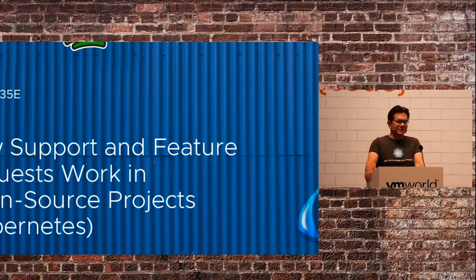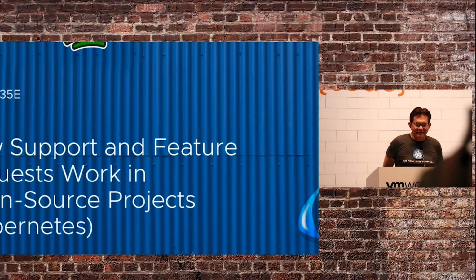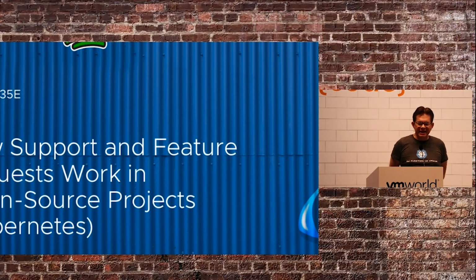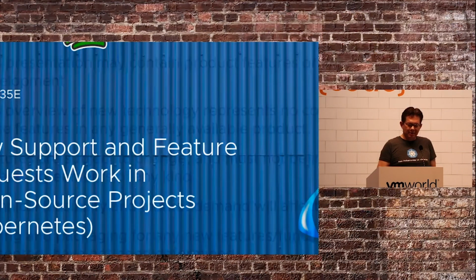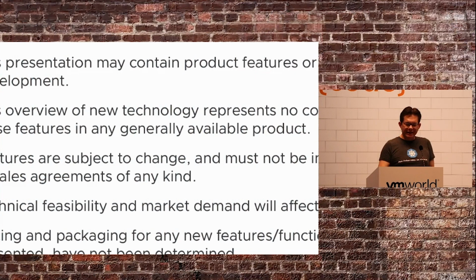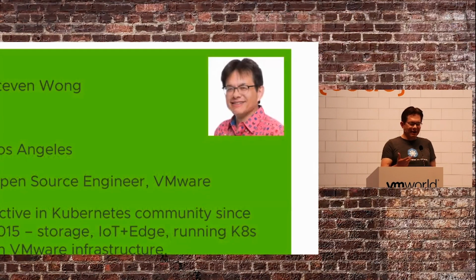Okay, let's get started. I might be time pressured with the number of slides I've got here. This talk today is about how feature and support requests work in open source projects, and we're going to use Kubernetes as an example of an open source project. I'll let you read the disclaimer or not.